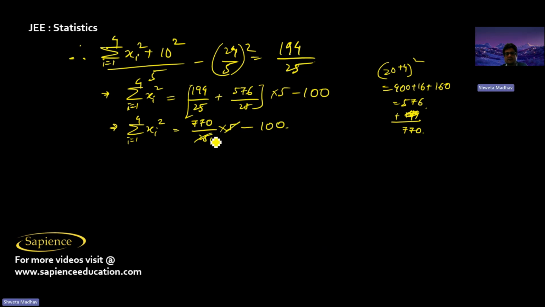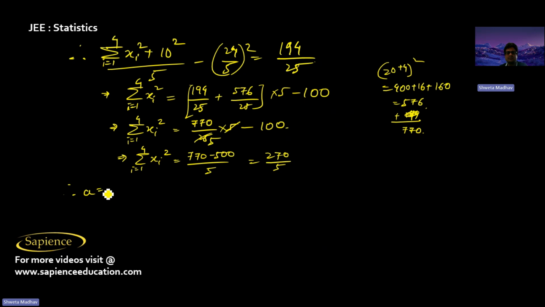So this is equal to 5 5s are 25. So summation xi square, i goes from 1 to 4, will be equal to 770 minus 500 divided by 5. So this will be equal to 270 by 5.